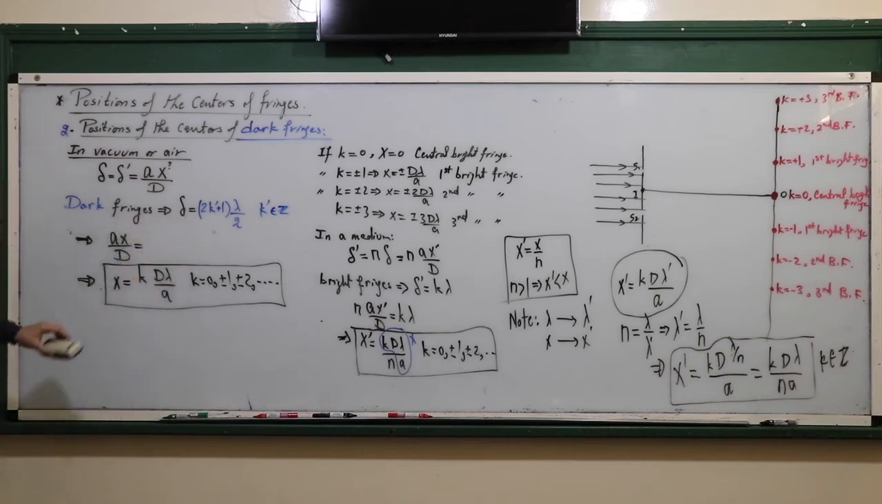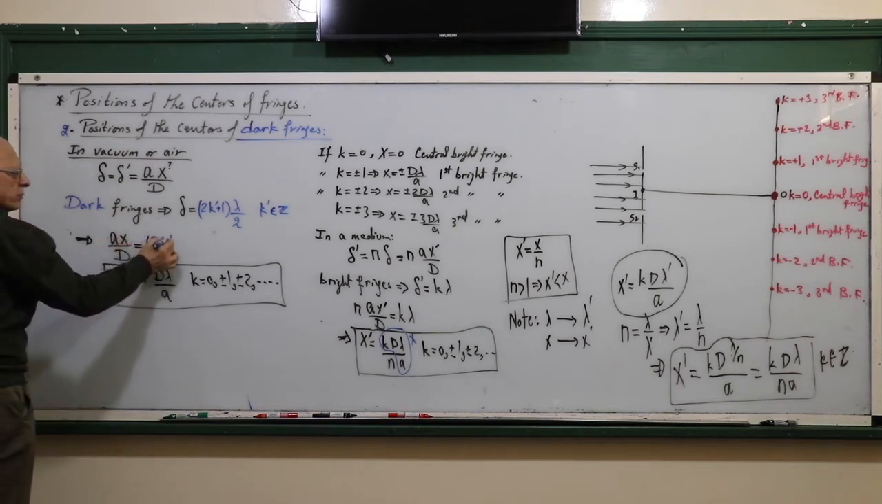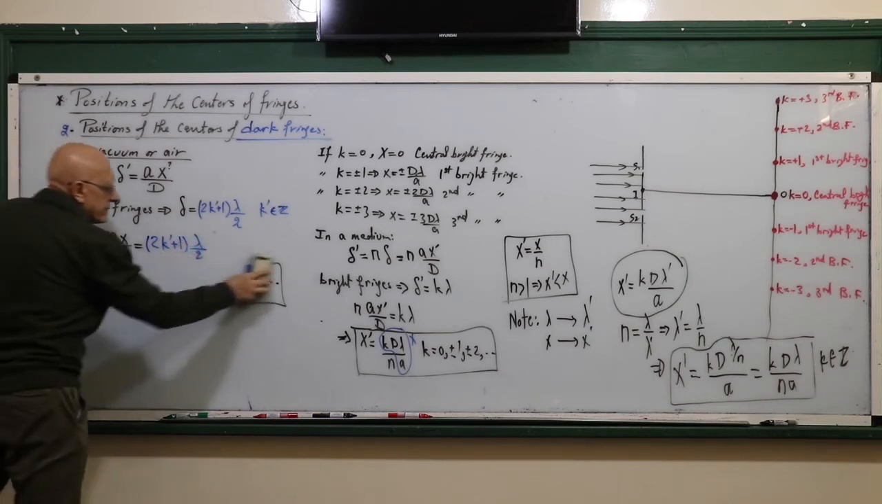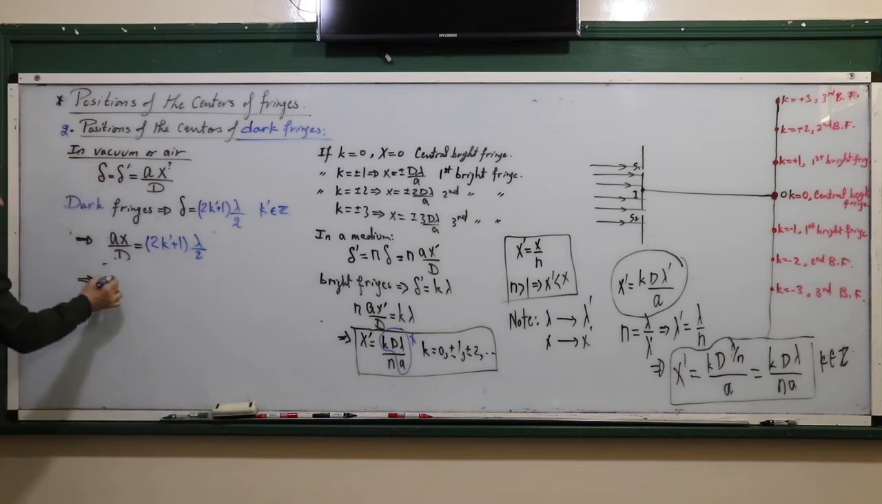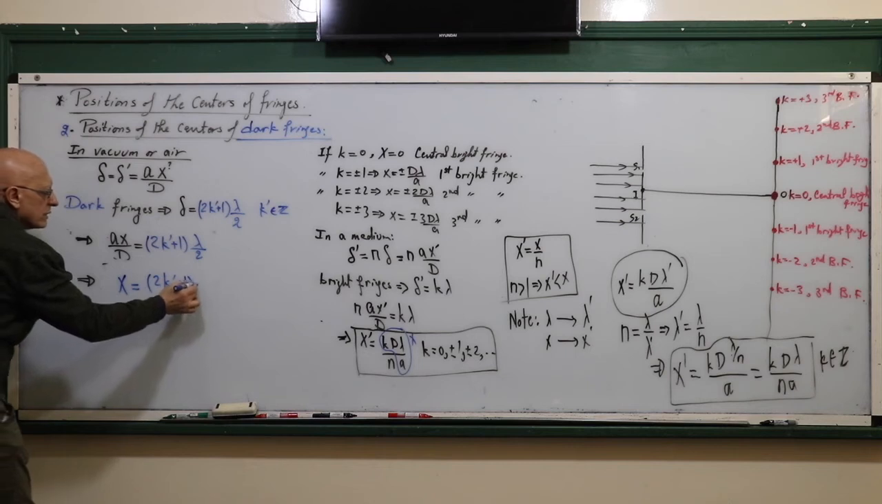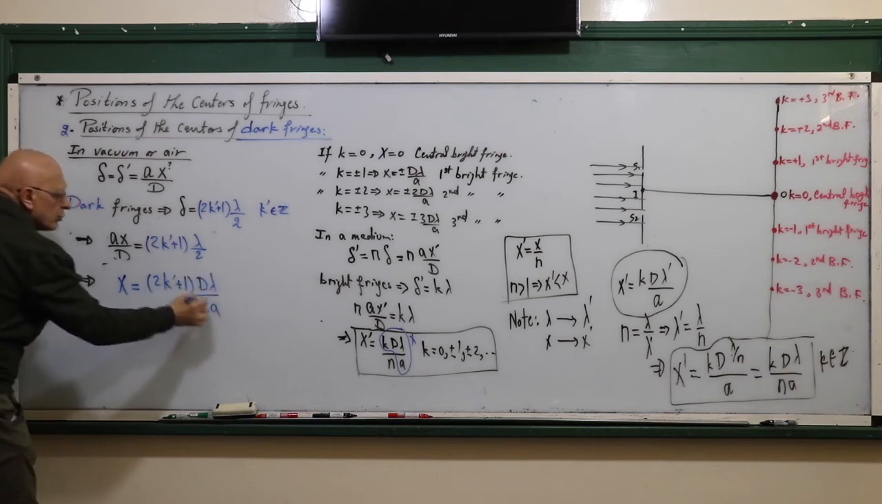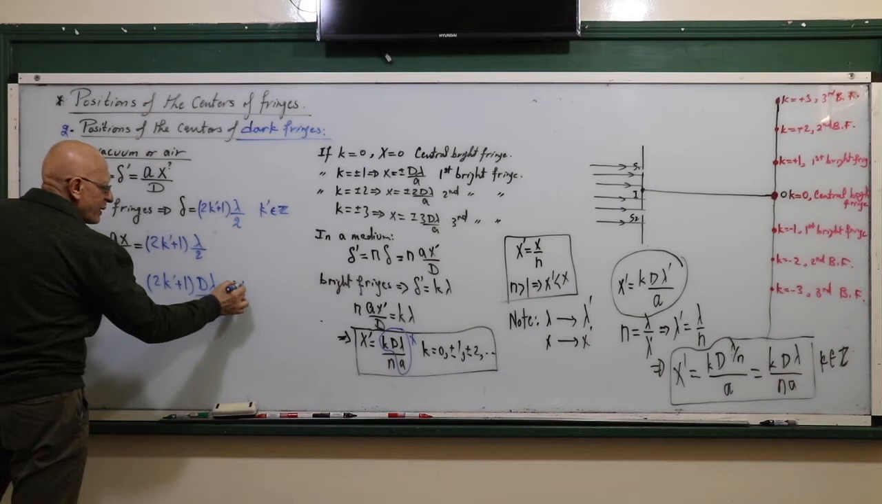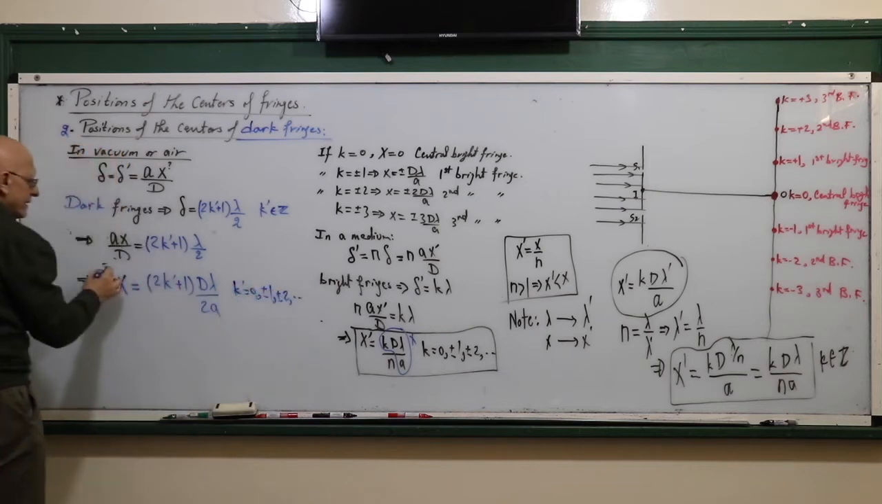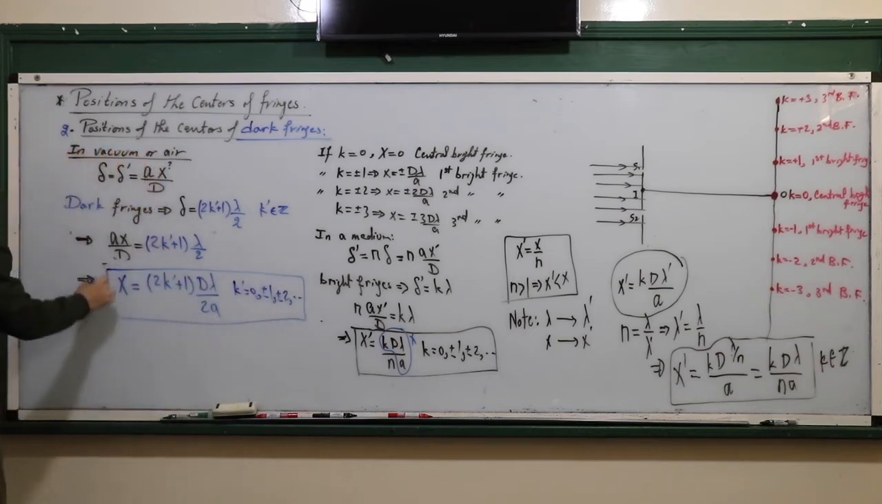What does this give me? So, delta equals delta, I write AX over D equals (2K prime plus 1) lambda over 2. And cross multiply, you will find X equals (2K prime plus 1) D lambda over 2A, where K prime also equals 0, plus or minus 1, plus or minus 2, etc. So this is X of the dark fringes, okay?